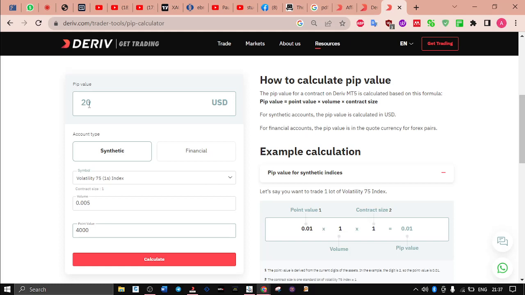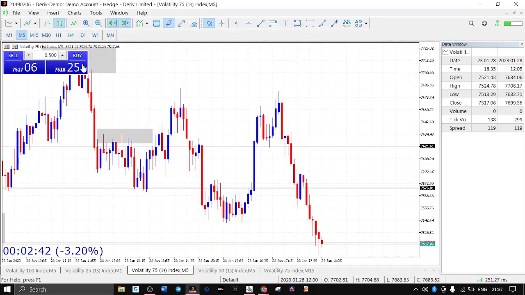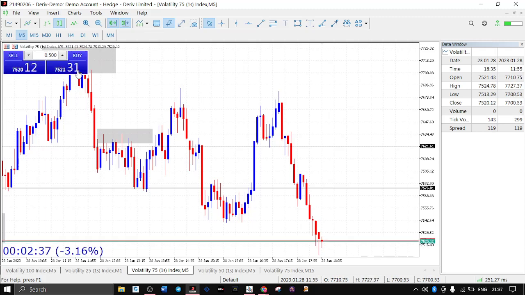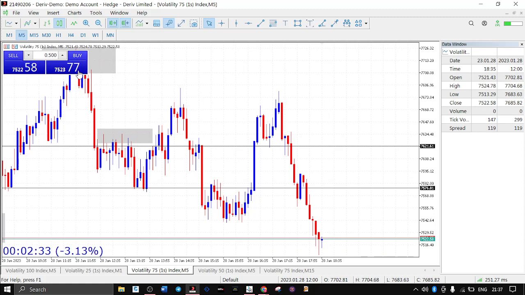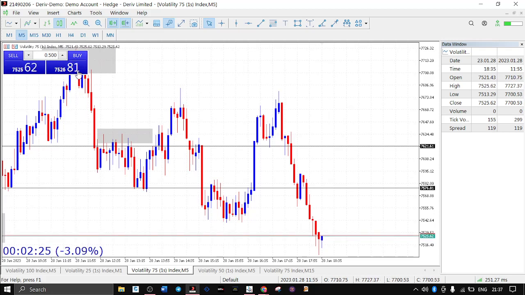For other assets, they keep on varying. For VIX 75, you're seeing these two digits. This is a pip, the last value is a pip. Then this one, you count at 82 pips.